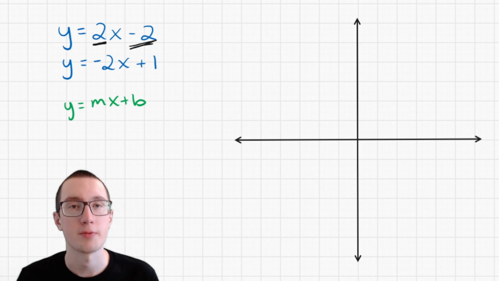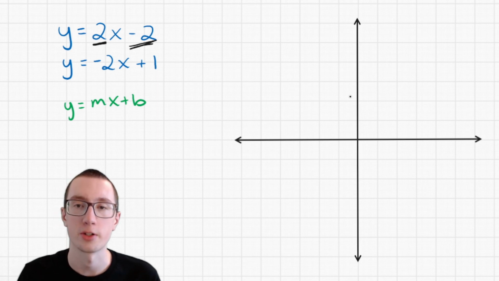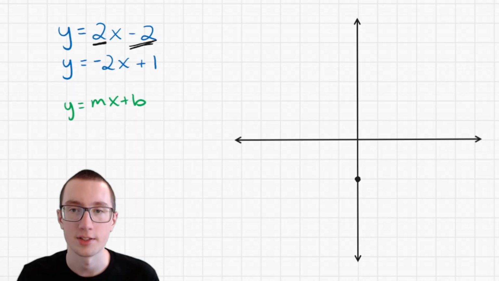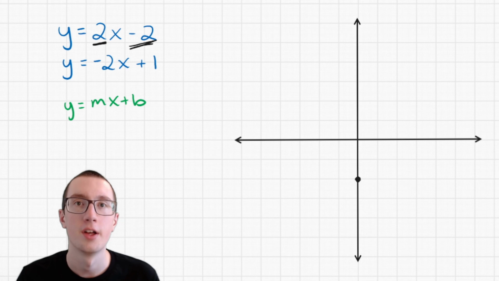So let's do our y-intercept first. We have negative 2 here, so we're going to start in the middle and go down 1, 2. This will be where it crosses the y-axis, this big vertical line here. And now we need to do the slope. Remember that slope is rise over run.